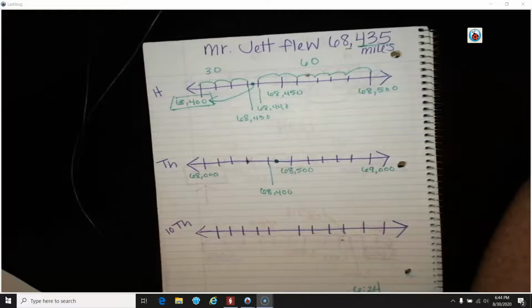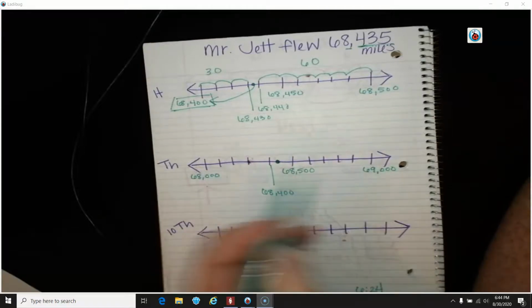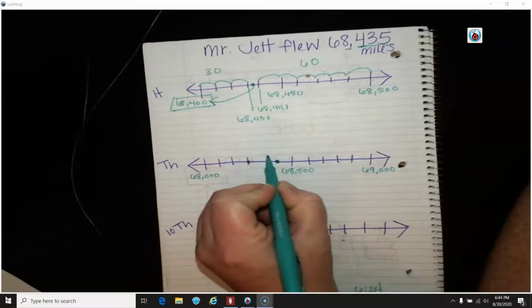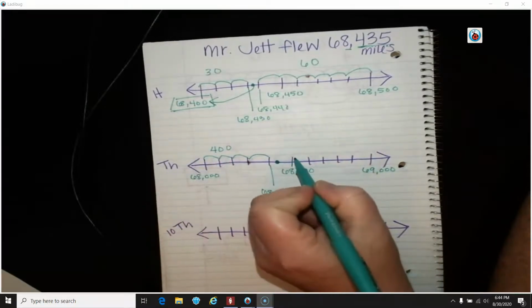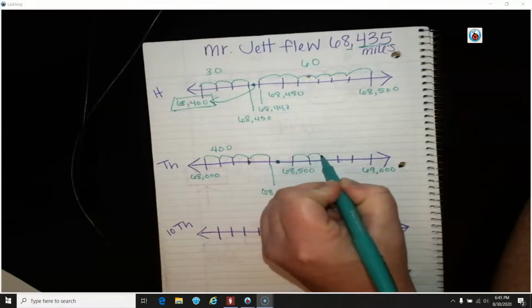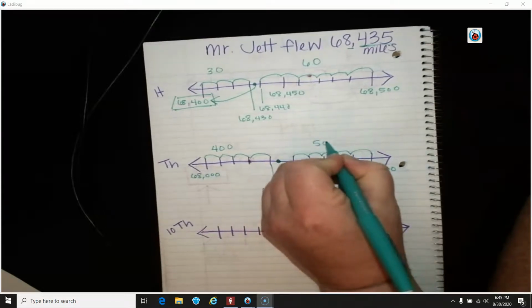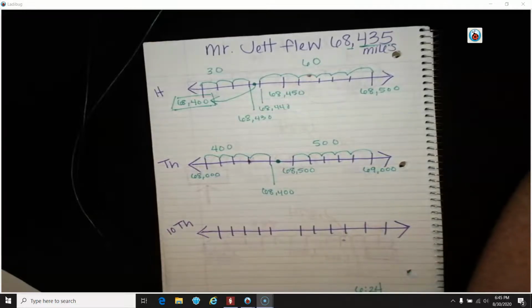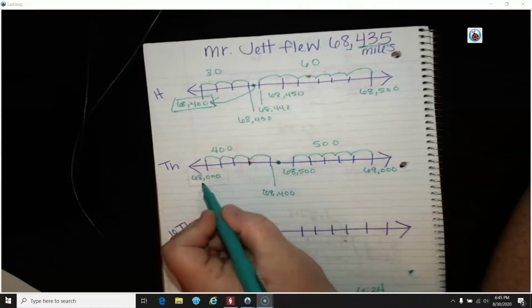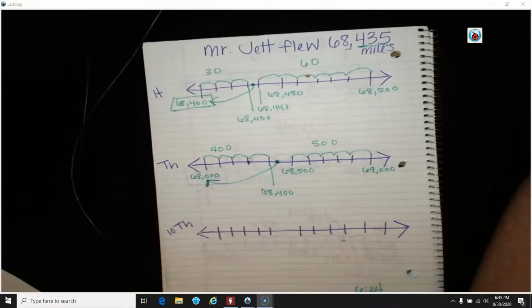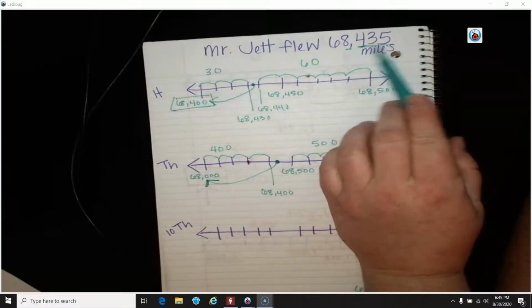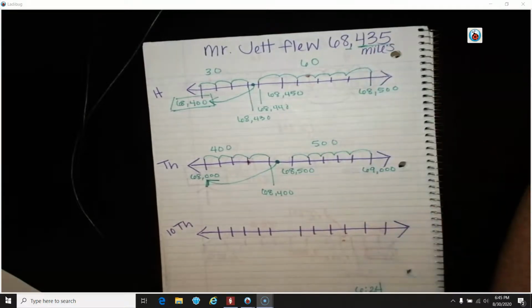little less than halfway between those two hundreds. So now I'm going to do my jumps and see which 1,000 I'm closest to. From here I go 1, 2, 3, 400 spaces away. This way I go 1, 2, 3, 4, 500 spaces away. Again, this one's a little harder to see, but you should still see that this point on the number line is closer to the lower 1,000, so it rounds down to 68,000.